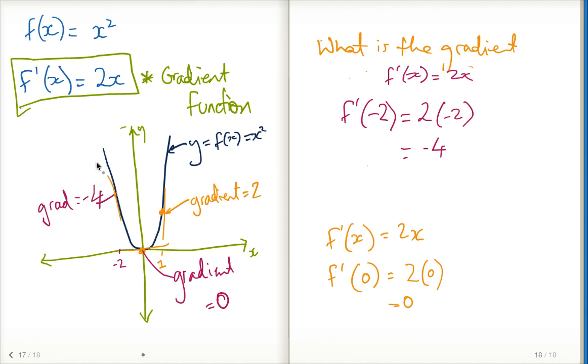So I've used the gradient function, this here, to find the gradient at different points on my original function. And that is one of the main reasons why we find the gradient function, because I want to find the rates of change at different points on my graph.